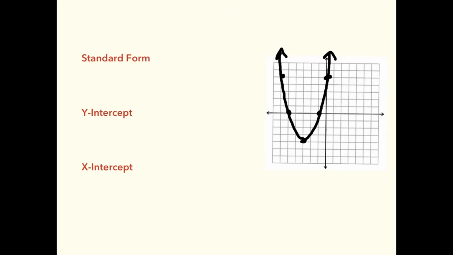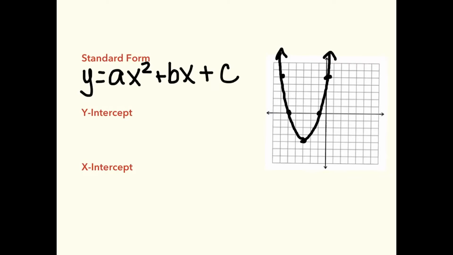Now with a quadratic function, you're going to start seeing it in standard form. Standard form for the quadratic function is ax squared plus bx plus c. So a, b, and c are all coefficients, so there'll be numbers there when you start to see your quadratic equations. Y-intercepts, just like the linear function, is where your graph crosses the y-axis. In this case, it'll be where your parabola crosses the y-axis.